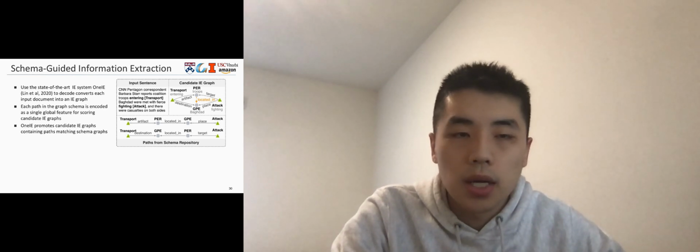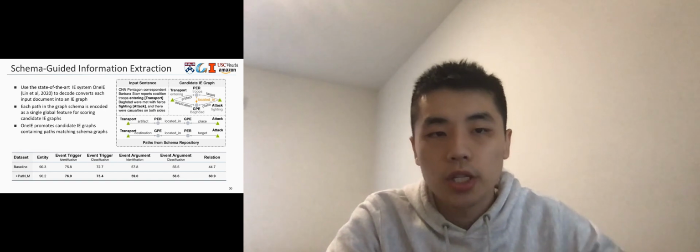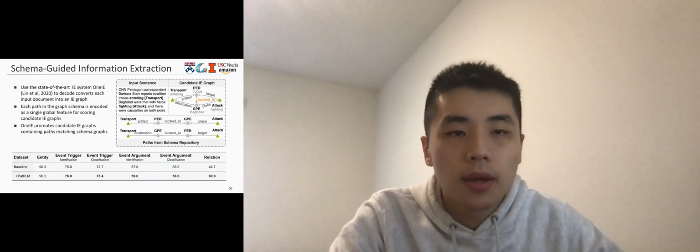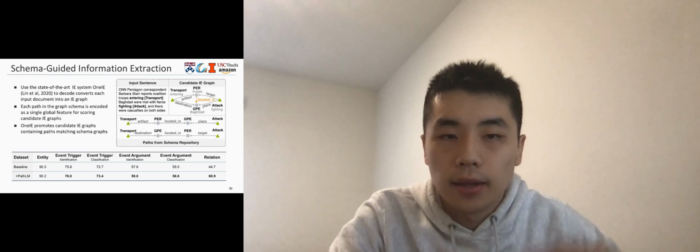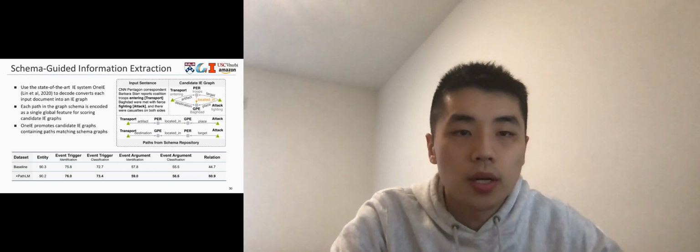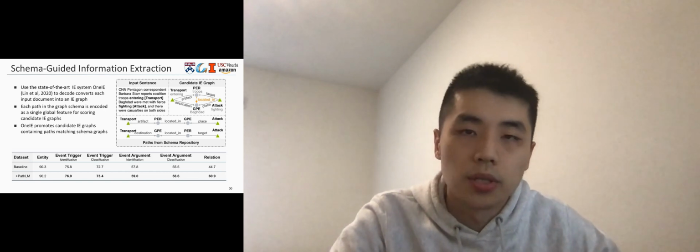As for the results, they tried combining this schema knowledge with one of the state-of-the-art models, the ONE IE system. And it turns out that it can help it to extract both the event triggers and the event arguments, as well as the relations between those events.